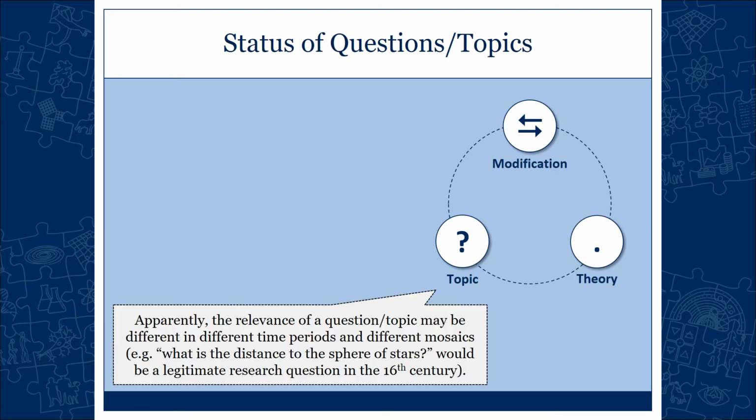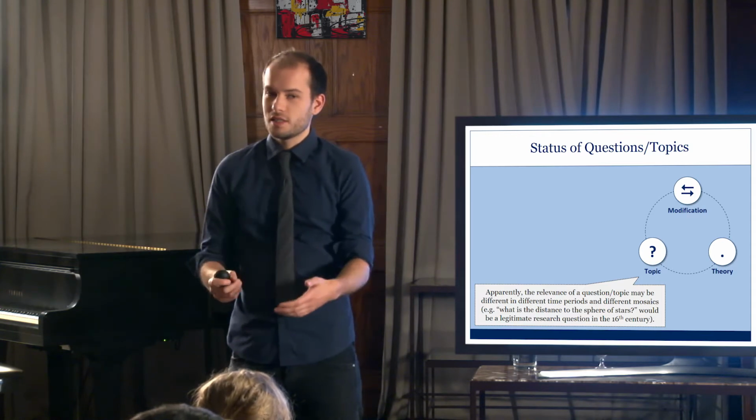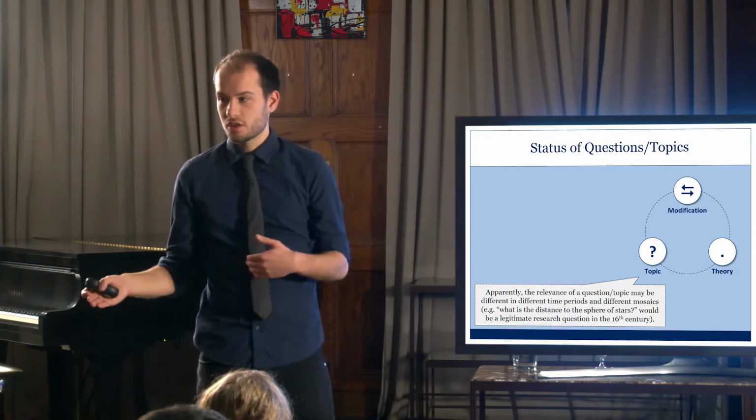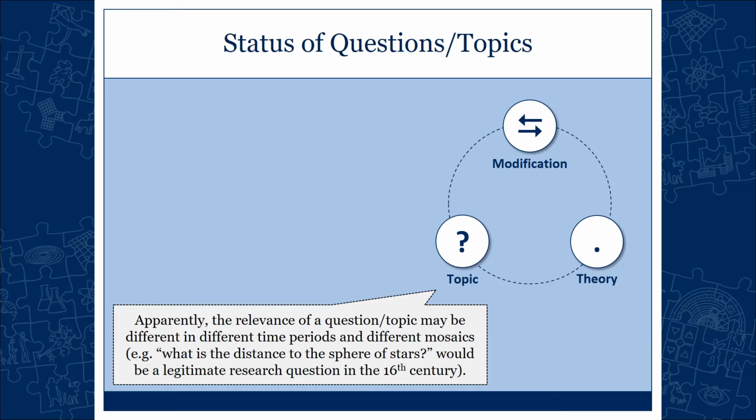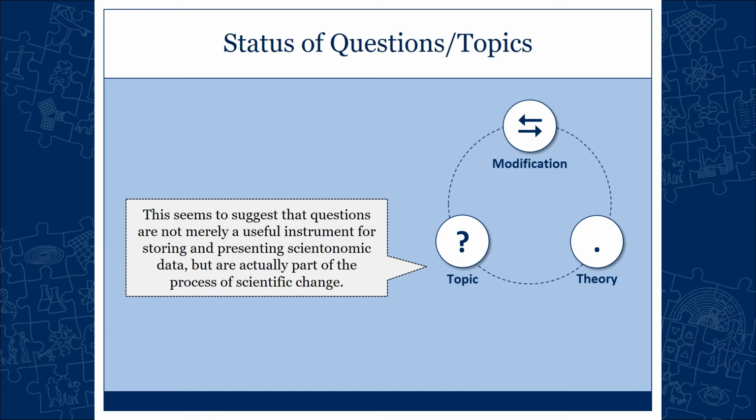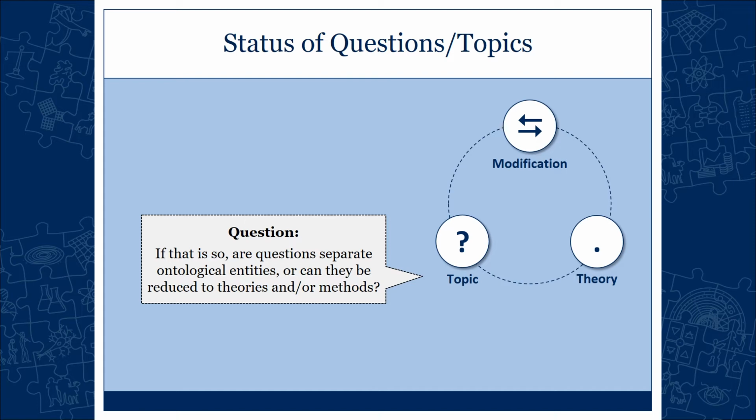We know that some questions appear to be more relevant in certain time periods and within certain communities. So, for example, in the 16th century, it was reasonable to ask, what is the distance from the Earth to the sphere of the stars? However, nowadays, it wouldn't necessarily be such a relevant question. So it seems to suggest that they're not merely useful instruments for storing data, but that they're also important in somehow shaping how science changes over time. If that's so, are these questions separate ontological entities, or are they simply reducible to theories and methods?